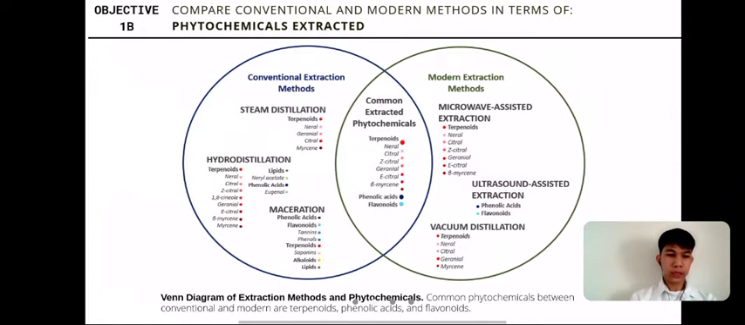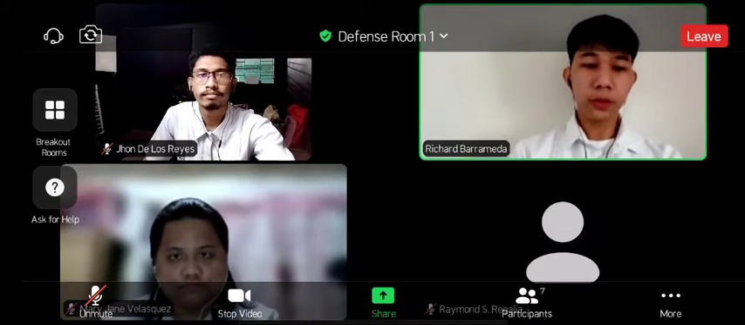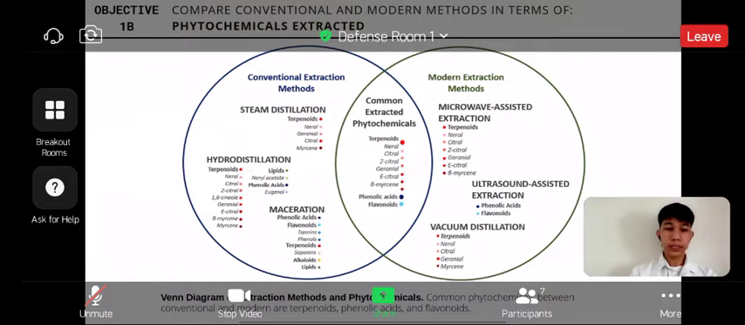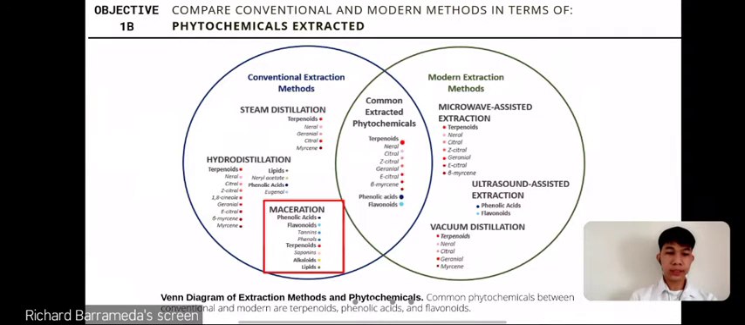Comparison of the phytochemicals extracted from the plant using conventional and modern methods of extraction answers Objective 1B. Based on the results, major phytochemicals found in conventional methods are terpenoids, phenolic acid, lipids, alkaloids, tannins, saponin, and flavonoids. Maceration produced the most phytochemicals extracted, which includes terpenoids, lipids, phenolic acids, flavonoids, tannins, saponin, phenols, and alkaloids.